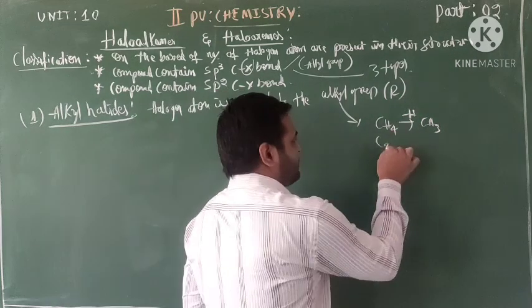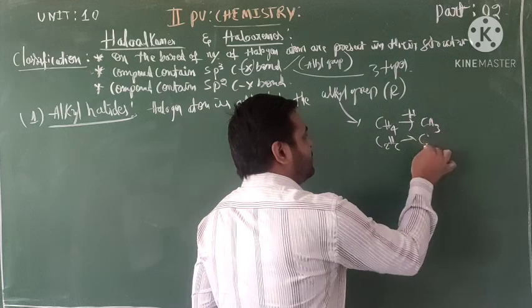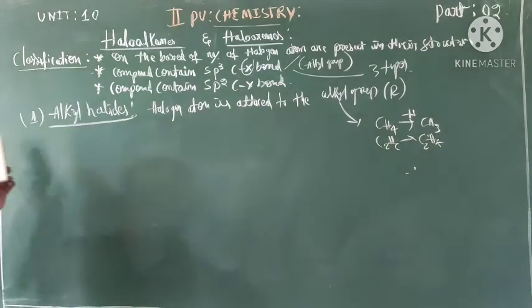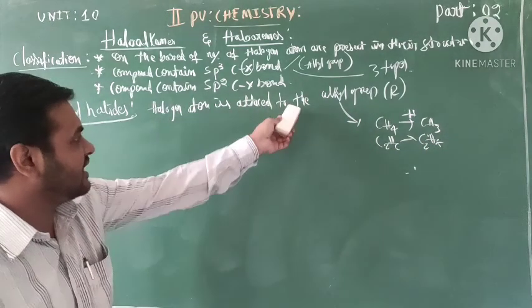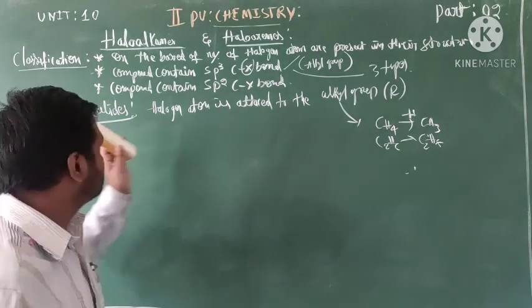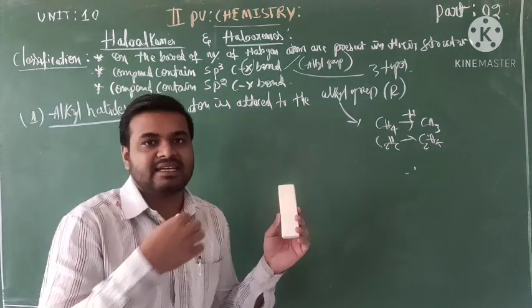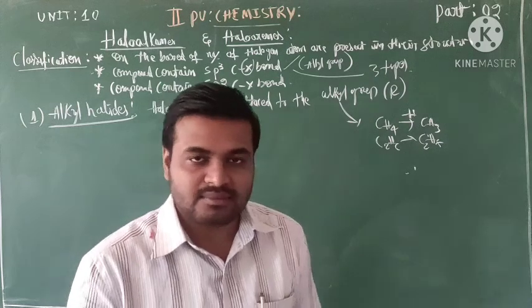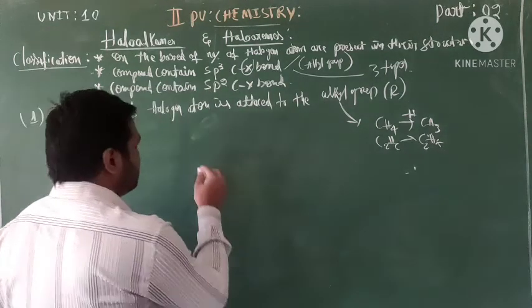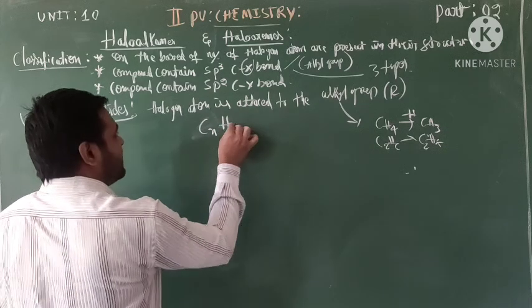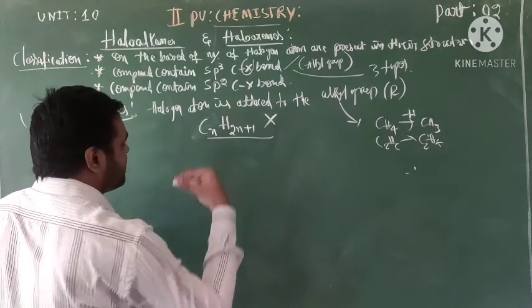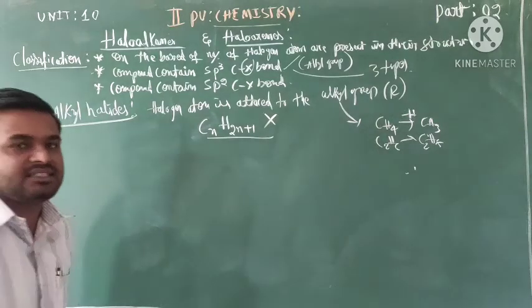Methane gives methyl. Ethane gives C2H5, this is ethyl. So the alkyl group has the halogen atom directly bonded to it. These alkyl halides form a homologous series. The general representation is CnH2n+1X. This is the general representation of alkyl halides.